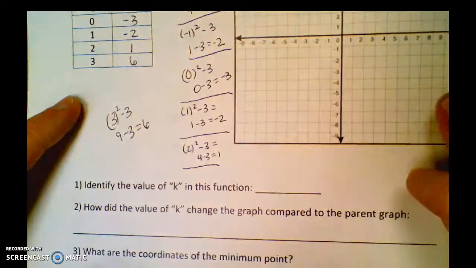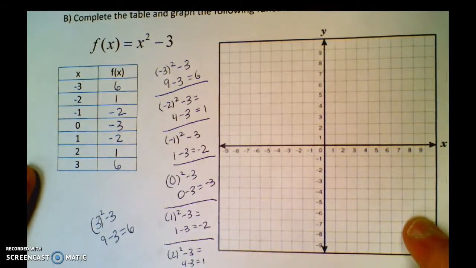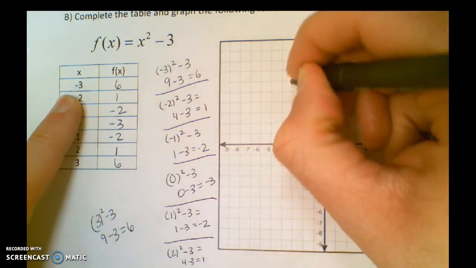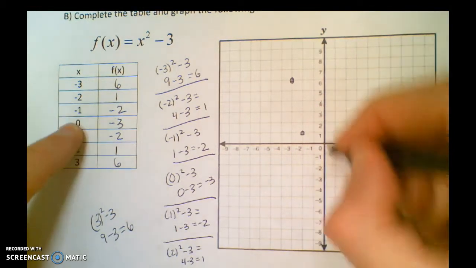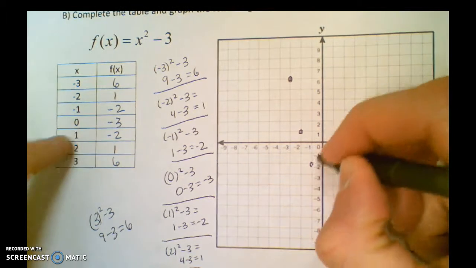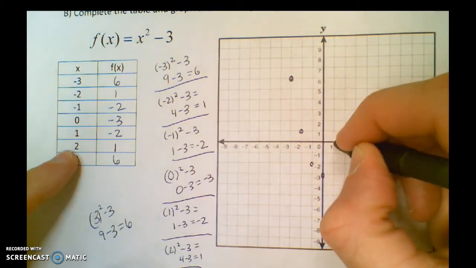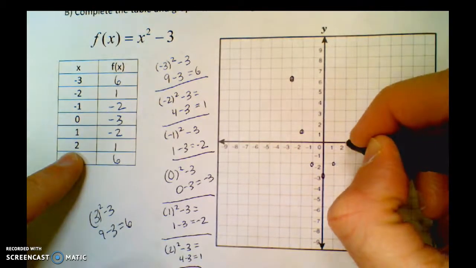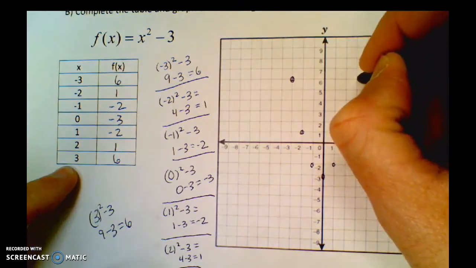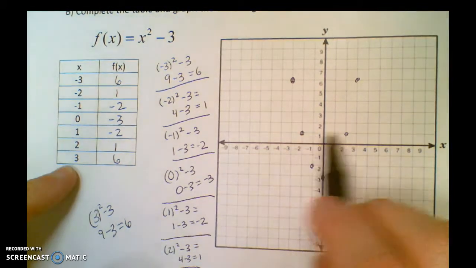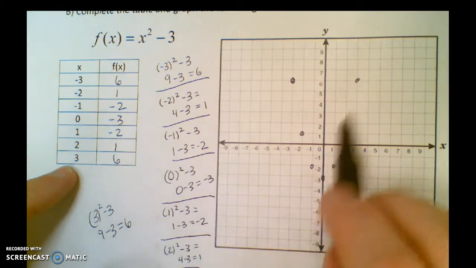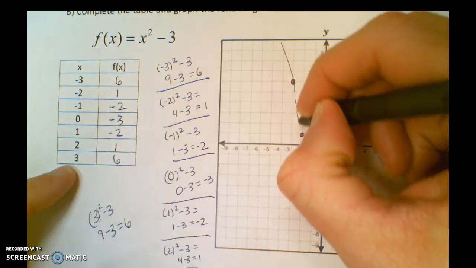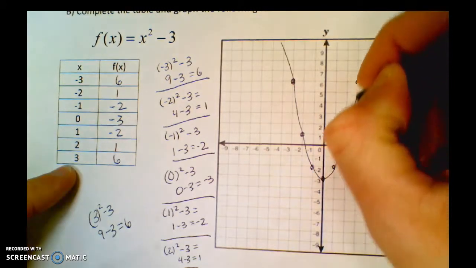So again, I see that same pattern in my table where I'm seeing similar numbers pop up. Let me graph it nicely. So I have -3, 6, -2, 1, -1, -2, 0, -3, +1, -2, 2, 1, and 3, 6. Notice that again these have symmetrical or reflective properties, and that the points on this side are matched on the points on the other side. And then drawing the shape of my graph.